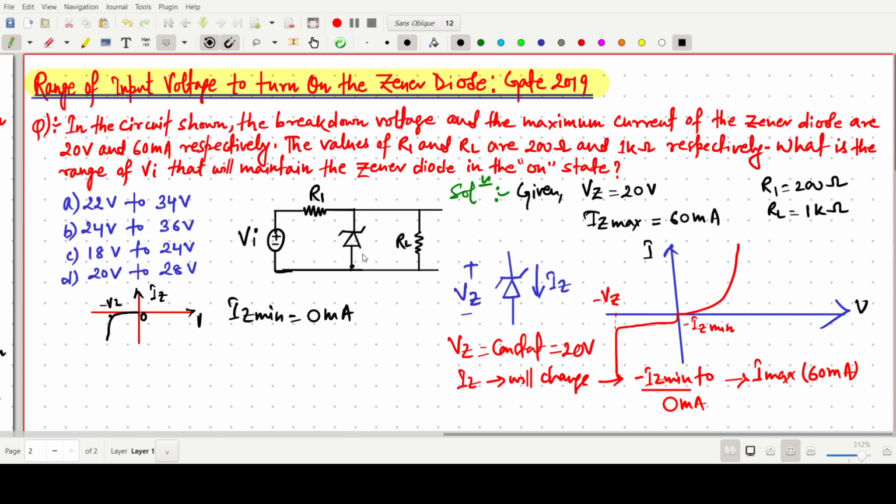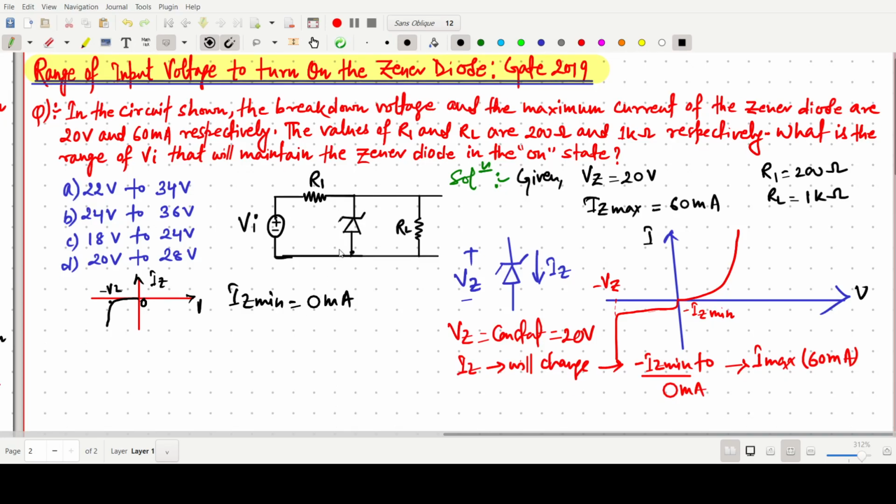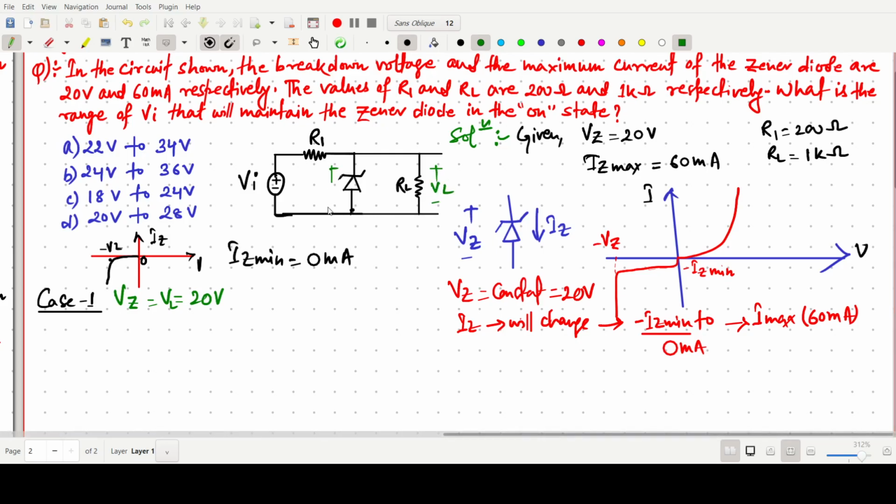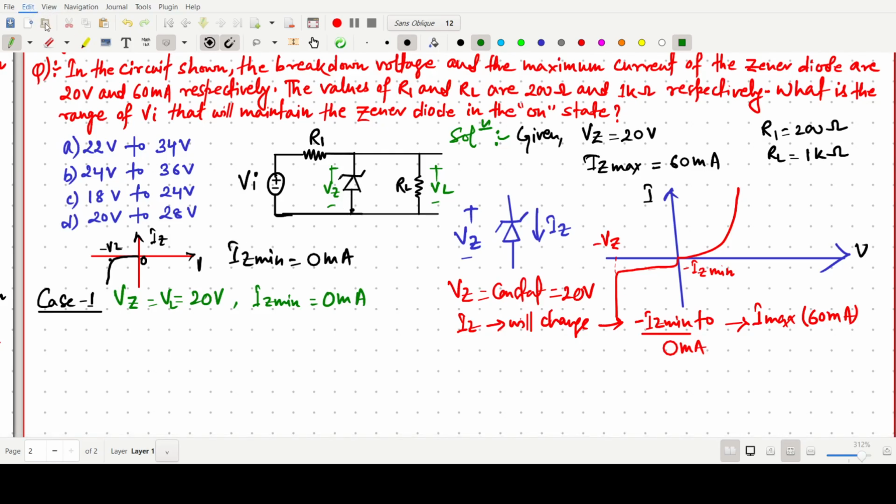So we first have to know the minimum value across the diode. When we consider this, there may be two possibilities. Say case 1. In this case we are assuming that VZ equals VL equals 20 volts, with plus and minus VL, and this is our plus minus VZ. At this time we are saying that almost zero current is flowing through the Zener.